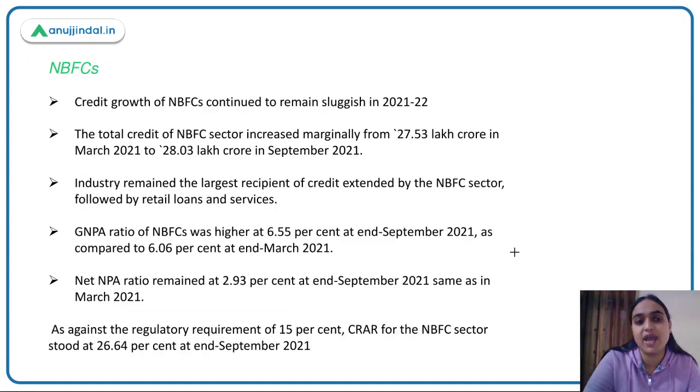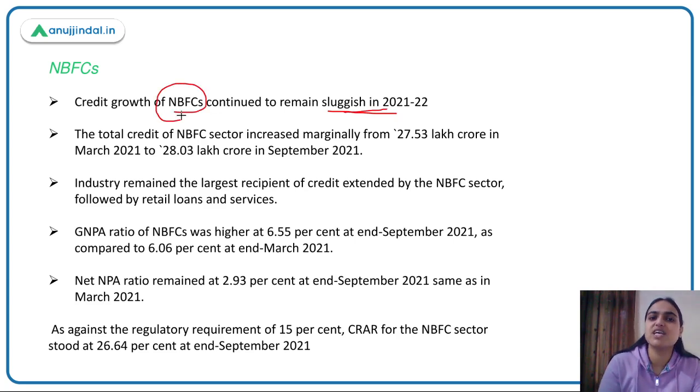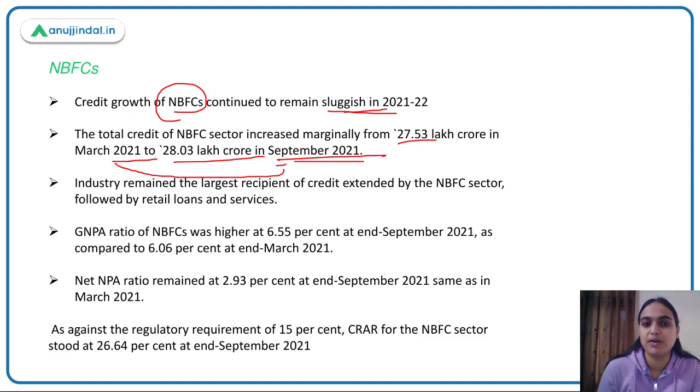Now coming to the NBFCs. So NBFCs growth continued. Their credit growth remains sluggish in 2021-2022. So NBFCs ki jo credit growth rahi hai, wo bahut zyada nahi rahi. Marginal improvement hui hai from 27.53 lakh crore in March 2021 to 28.03 lakh crore in September 2021. So March se September tak pichle saal thoda sa increase hua hai.